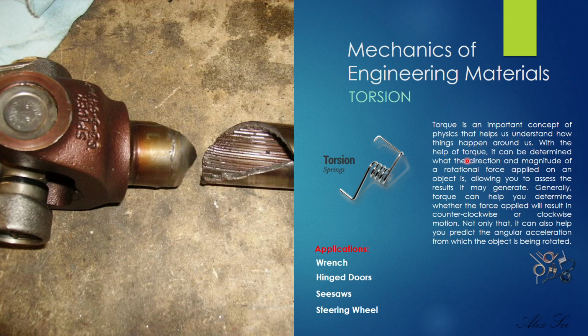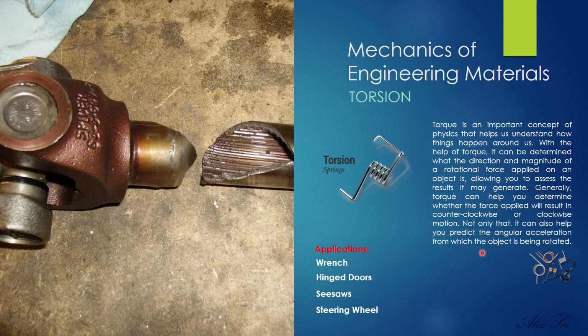With the help of torque, it can be determined what the direction and magnitude of a rotational force applied on an object is, allowing you to assess the results that may be generated. Generally, torque can help us to determine whether the force applied will result in counterclockwise or clockwise motion. Not only that, it can also help you predict the angular acceleration from which the object is being rotated.